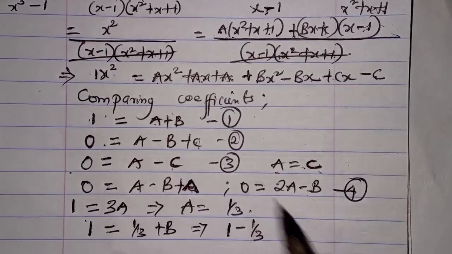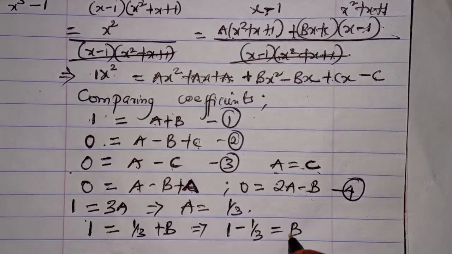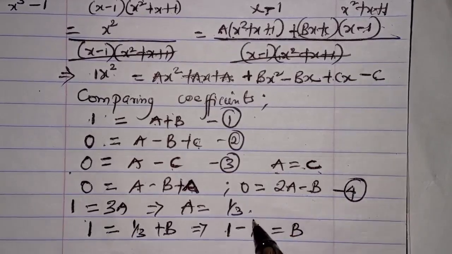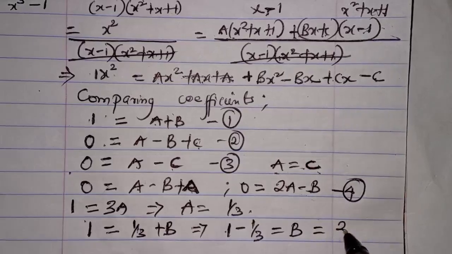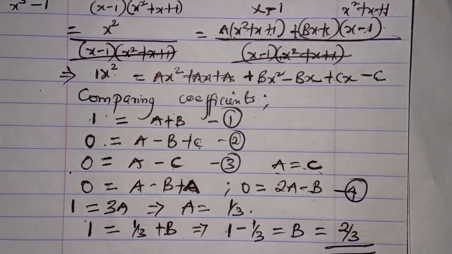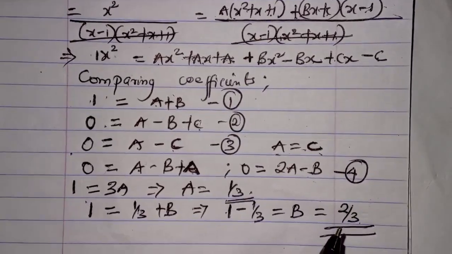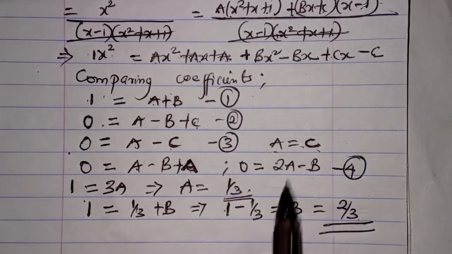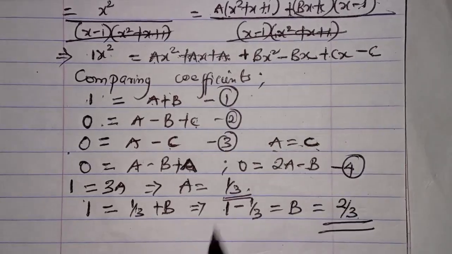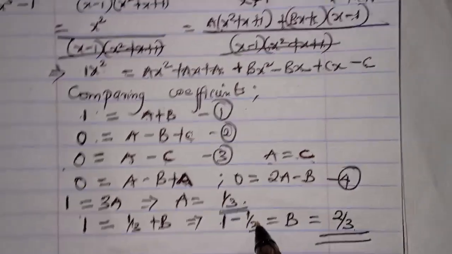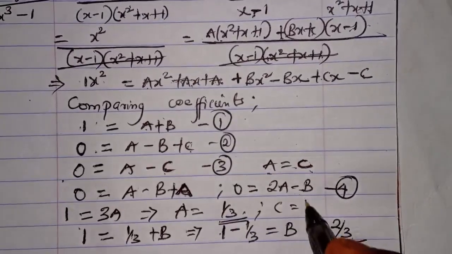So I can get b by saying 1 minus 1 over 3. This one will cross, turn to minus, equal to b. 3 times 1 is 3. 3 minus 1 is 2. So b is equal to 2 over 3. A is 1 over 3, b is 2 over 3. What's c now? Since a is equal to c, it means that c is also 1 over 3.